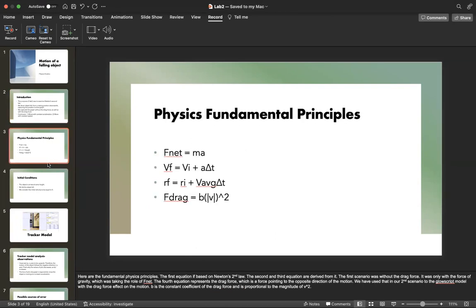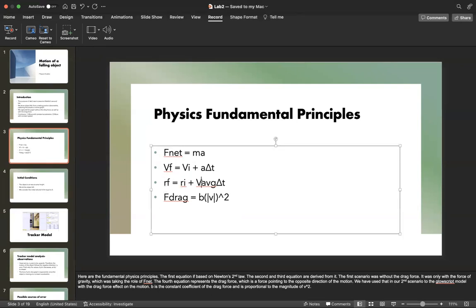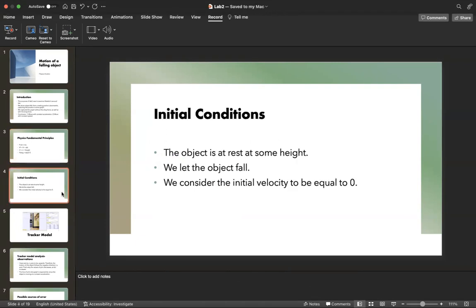So the fundamental principles: F net equals ma, and the velocity at the end equals the velocity at the start plus a delta t. This is the update formula for the position. And here is the F drag, which is b, the constant of F drag, times the magnitude of velocity squared. So for the initial conditions, we said that the object is at rest at some height.